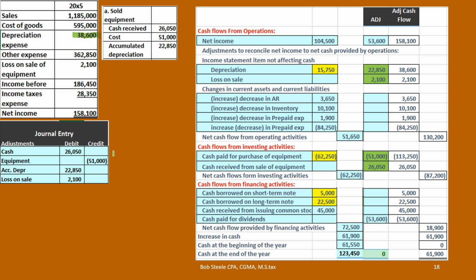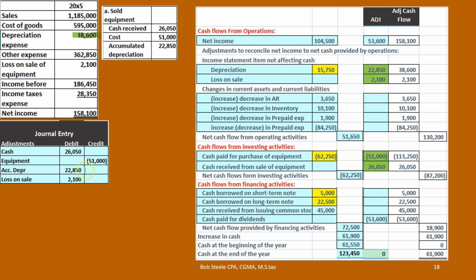We can go into our GL, we can double click on the GL in our software, and we come up and we say, okay, this is what happened. We sold the equipment, we got $26,050 for it. That's the cash related to it. We took the equipment off the books. So that particular piece of equipment cost us 51. We had to take that off. Equipment's a debit. We credited the equipment to take it off the books at 51,000.